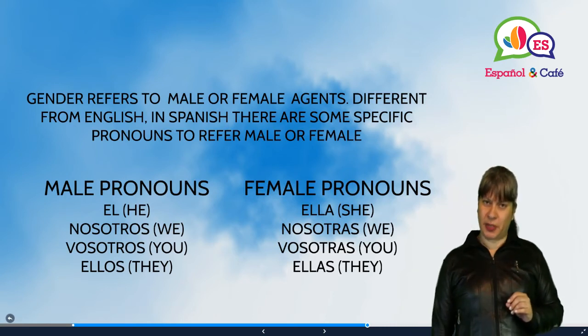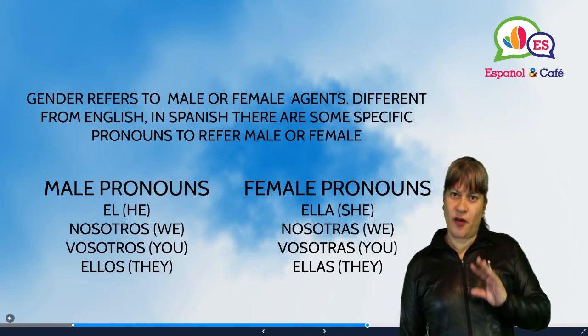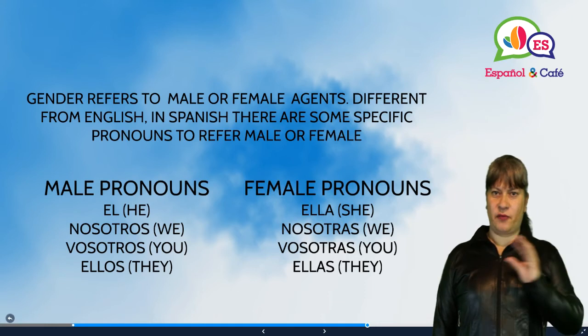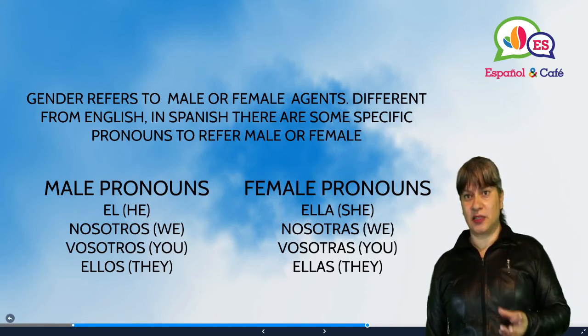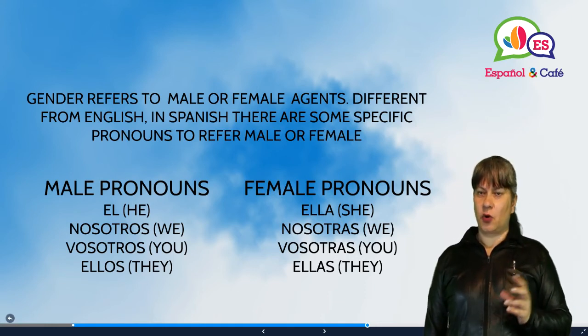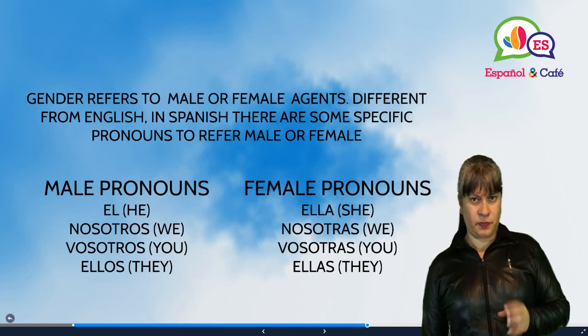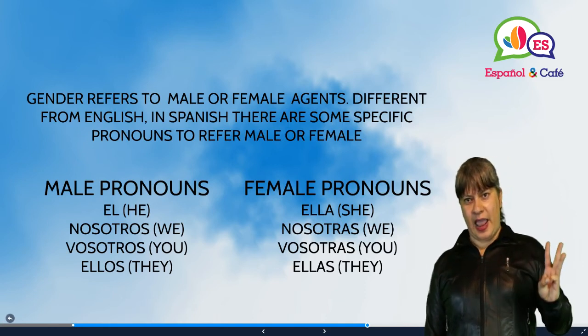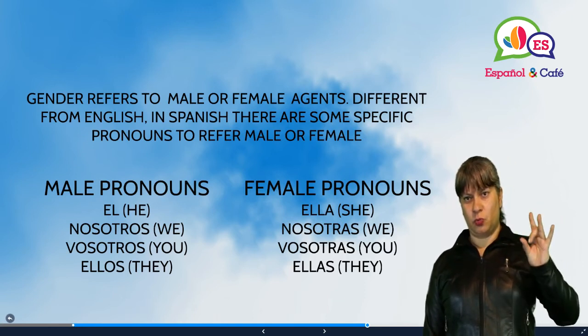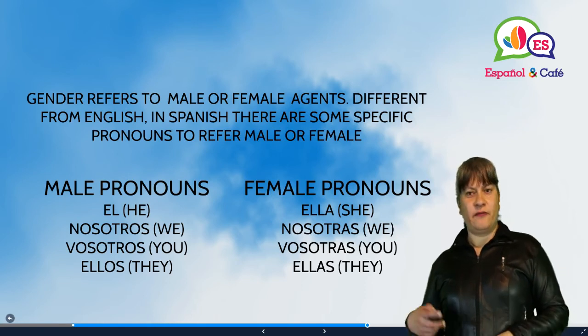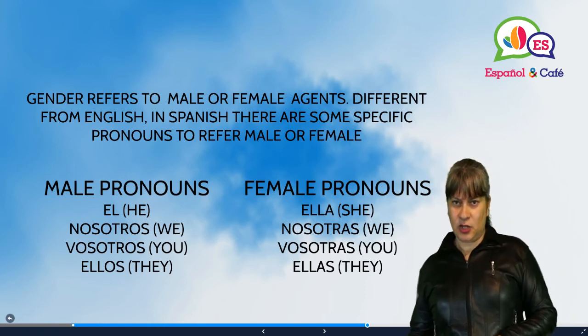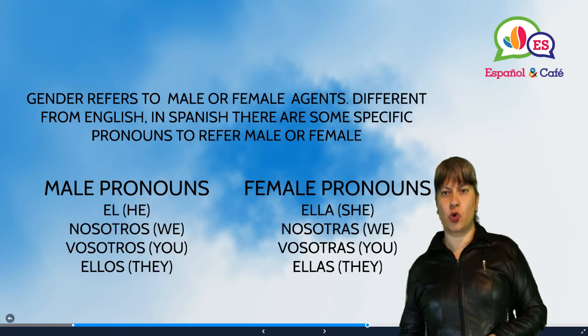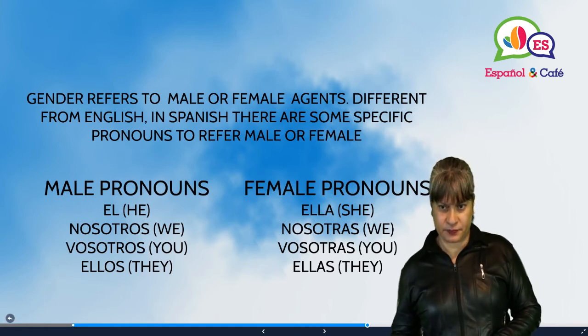I'm going to repeat. In Spanish, we have pronouns for male and female according to the gender of the agent or the noun we are talking about. Male: él, nosotros, vosotros, ellos. Female: ella, nosotras, vosotras, ellas. Okay?